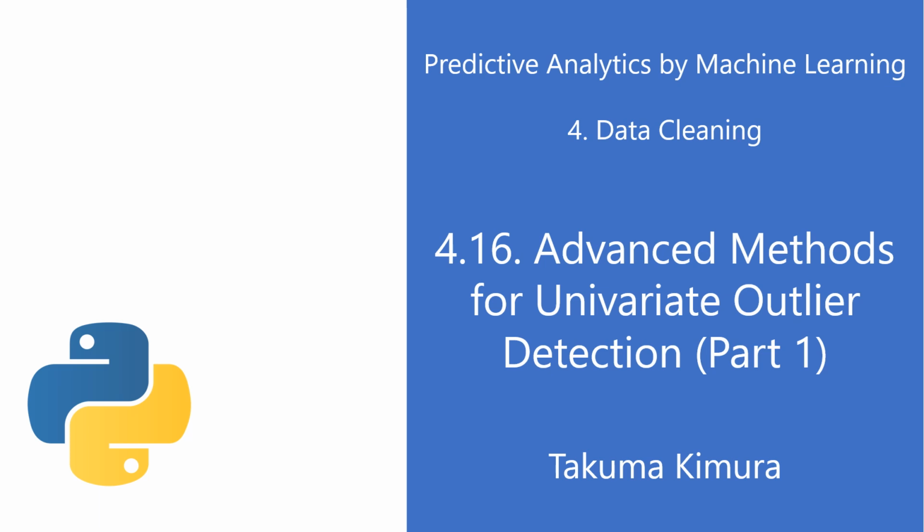Chapter 4, Section 16, Advanced Method for Univariate Outlier Detection. Part 1.